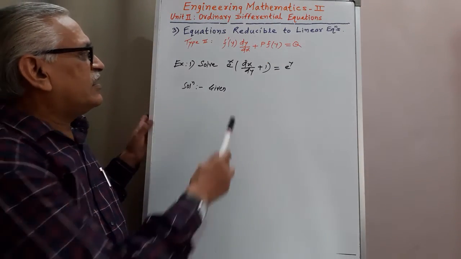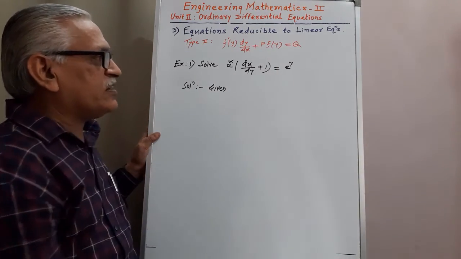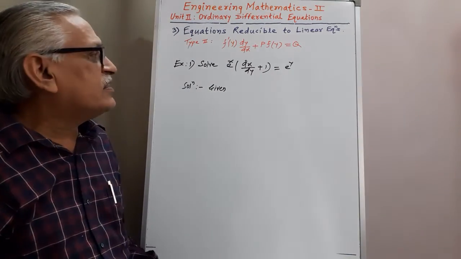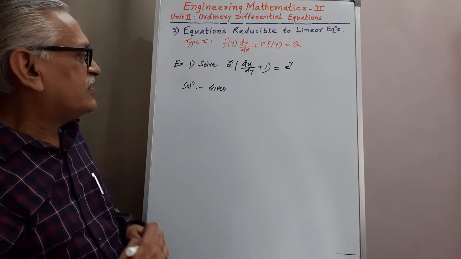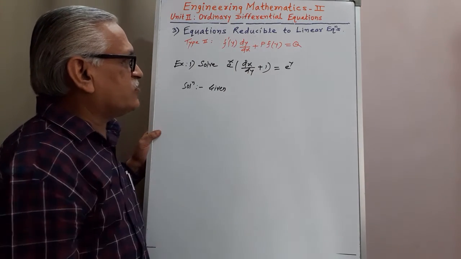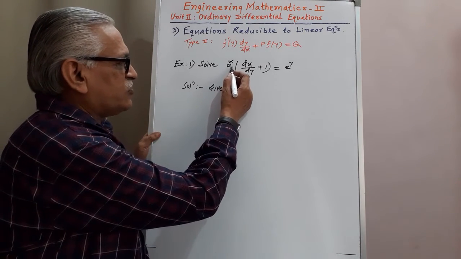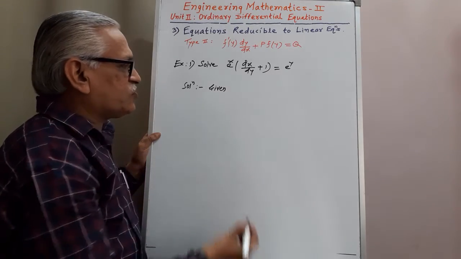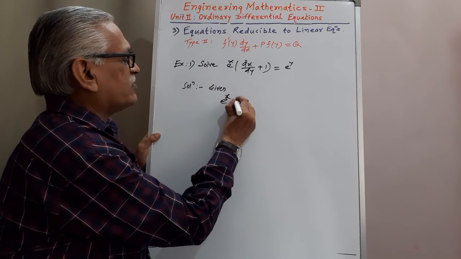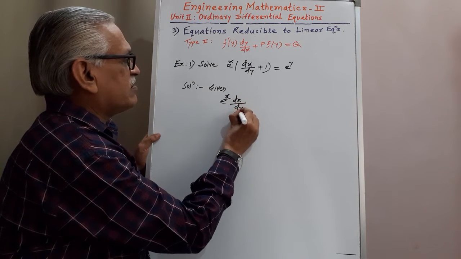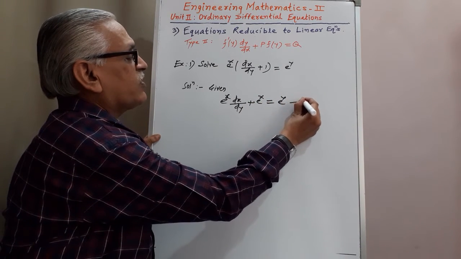Second type, whose general form is f dash of y into dy by dx plus p into f of y is equal to capital Q, where p and q are functions of the independent variable x. To explain this type, let us solve the problem: e raised to x into dx by dy plus 1 is equal to e raised to y. Multiplying it inside, we get the equation as e raised to x dx by dy plus e raised to x is equal to e raised to y. We call it equation 1.